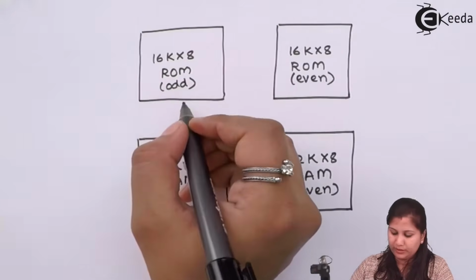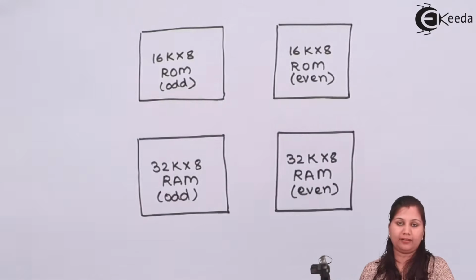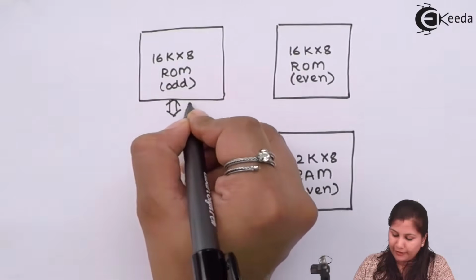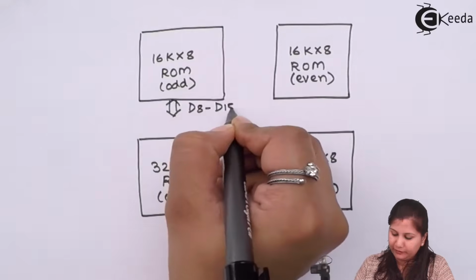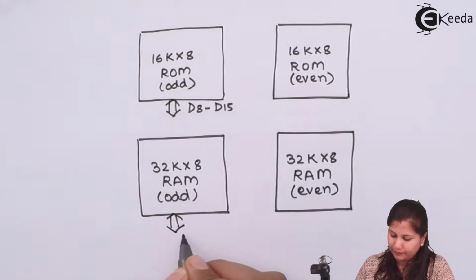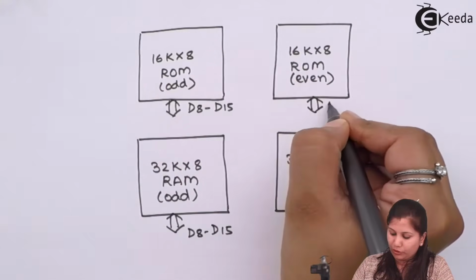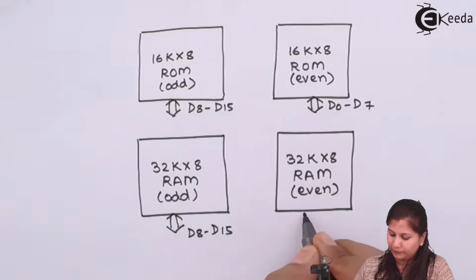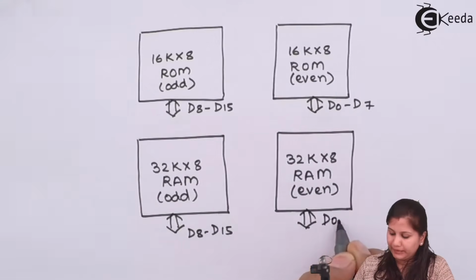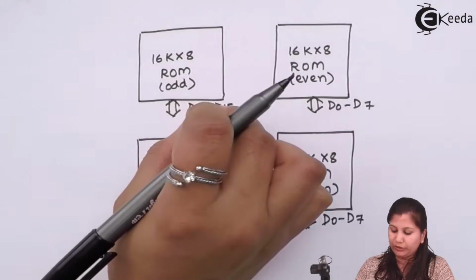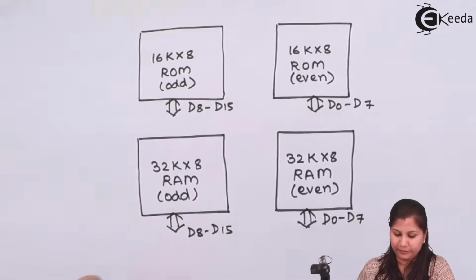Because we have the 16-bit data lines D0 to D15, so 8 bits are divided. So here we will use the higher order data bus D8 to D15 for the odd address, and for even address we will use the lower order data bus. So complete 16-bit data can be available to us. Okay, we will combine D0 to D15, so 16-bit data will be there. Now for every chip we will have a chip select signal.